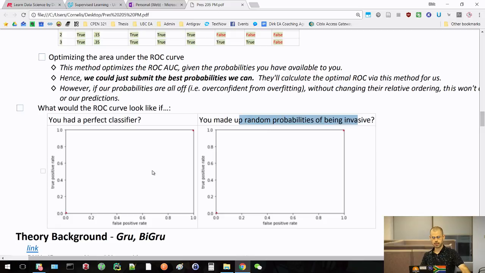All right, so that's the evaluation metric for this competition. Next, I'm going to go over a bit of the neural network architectures that were used. Are there any questions on the evaluation metric first? Yeah?